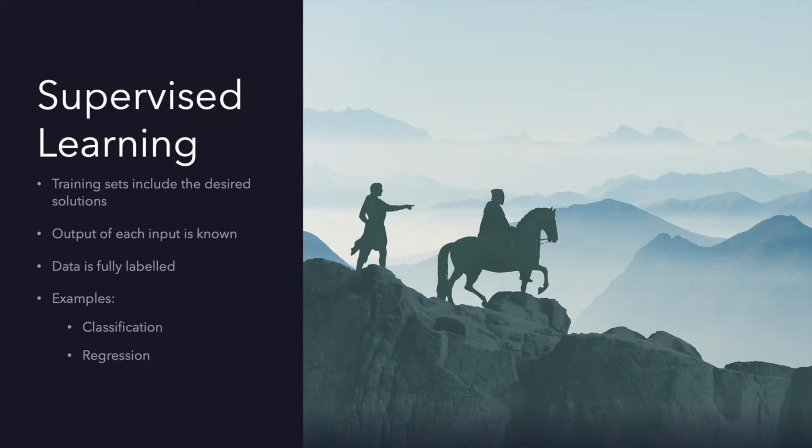According to the human supervision in the training process, we have four different learning types. First one is supervised learning. As you understand from the name, the training process is fully supervised and guided with answers. Training sets include desired solutions. In other words, the output of each input is known in supervised learning. Datasets should be fully labeled. Classification and regression algorithms are well-known supervised examples. We will see a binary classification project, phishing detection, in our future videos.